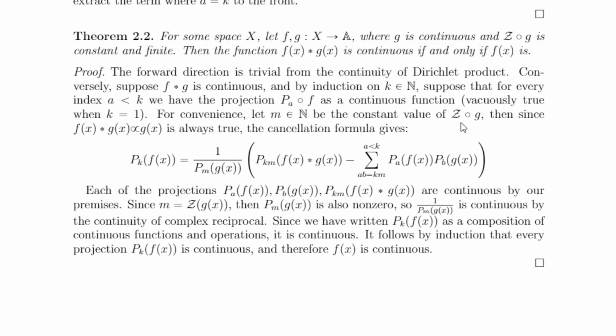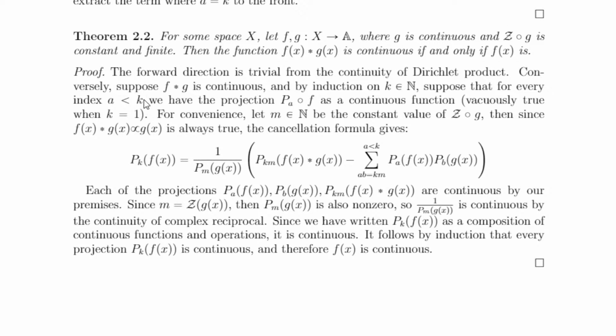Because all of these terms are a finite product, difference, and sum of a whole bunch of different continuous things, the result is also continuous. But the result, this entire term here, is just the kth projection of f of x. So what we've proven with this whole cancellation formula, because all of these different terms are continuous, is that the kth projection of f of x is also continuous.